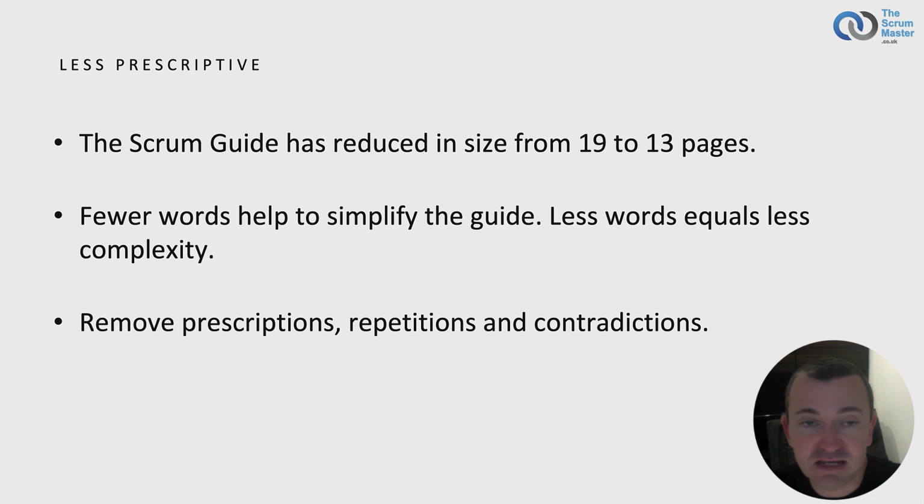To that end, significant effort has been made to remove prescriptions, repetitions and contradictions, and to simplify the Scrum Guide in the latest edition. To reduce it by 6 pages will inevitably mean some significant elements will no longer be present. Here are some of the elements that have been refined, reduced or removed.